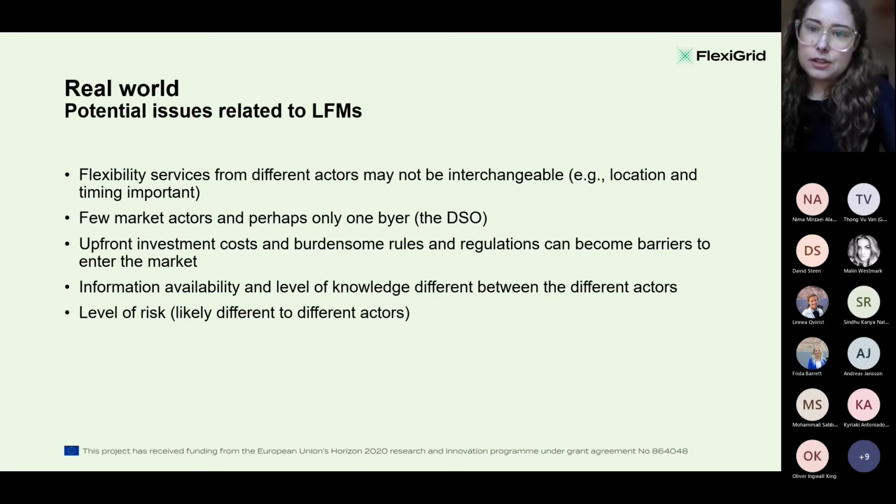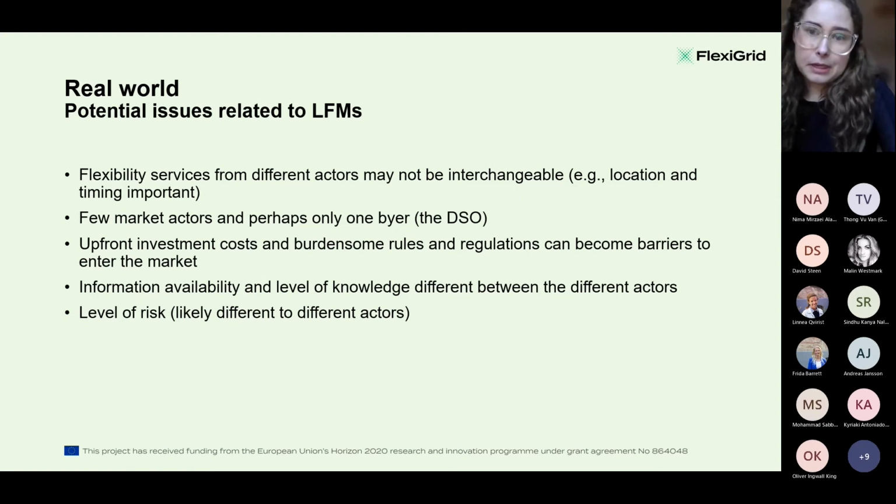And now let's look at some issues that the local flexibility market may encounter related to this economic theory. So first, we had this thing with standardized products, and flexibility services from different actors may not be interchangeable. That is, not standard. So for example, location is super important in the local flexibility market. Also, timing is very important.